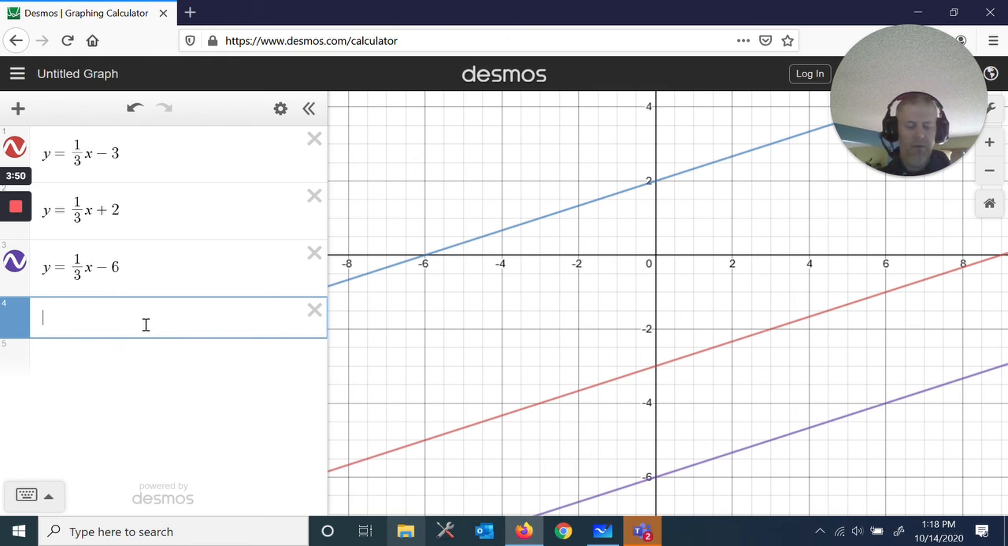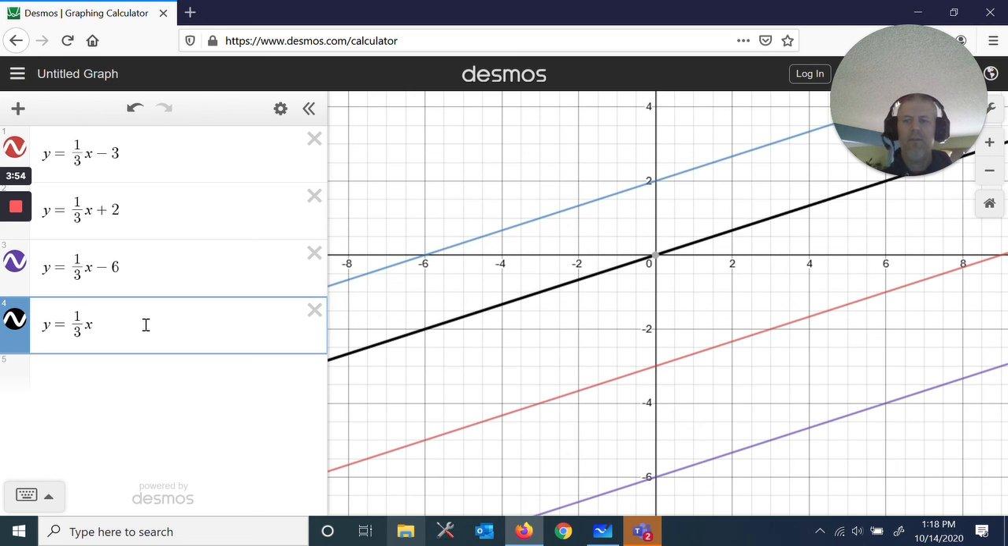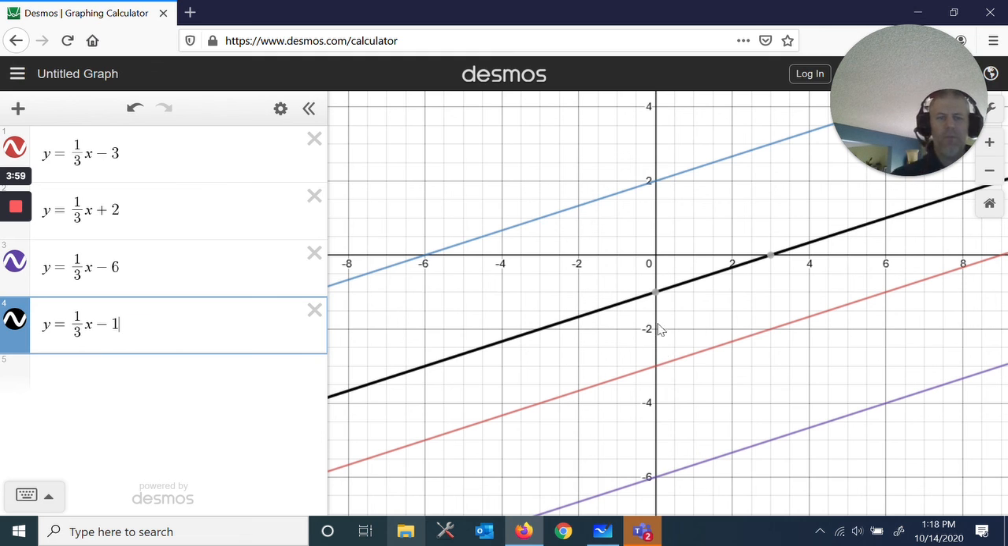Let's do one more real fast. Let's go y equals 1/3 x, -1. Okay, so there's another one. It's up 1, 2 full units, and my y-intercept just changed. So you can see that the slopes are all the same here. The y-intercept just changes each time. And if the slope is the same, these lines will stay parallel.